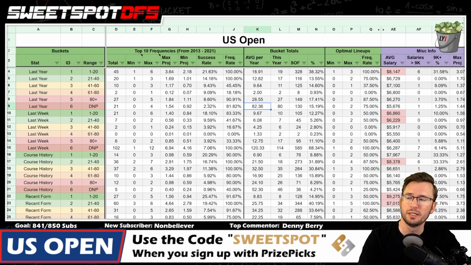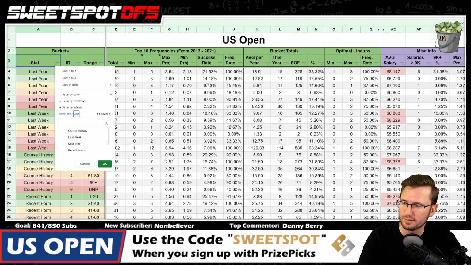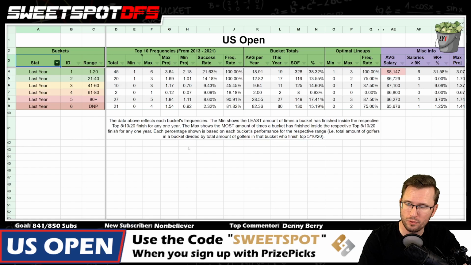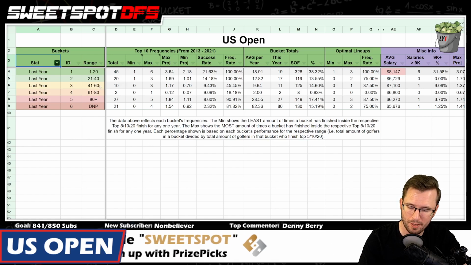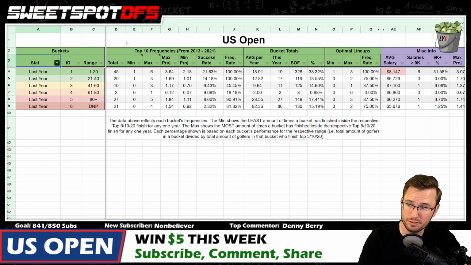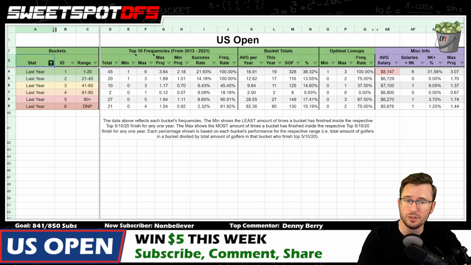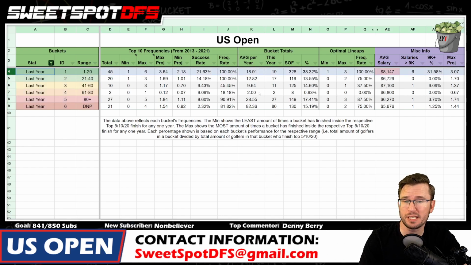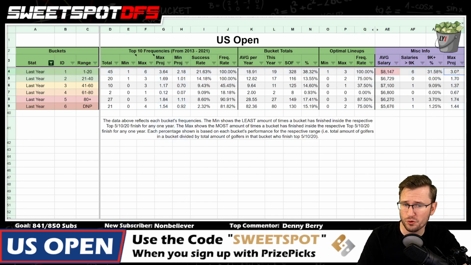So let's just go stat by stat. Like I said, I want to get really narrow with my projections this week and the golfers that I want to target. So the very first stat category to go over are the last year buckets. Let's talk about last year 1. These are golfers who finished inside the top 20 of the US Open last year. The projection that I have is 2.18 to 3.64. Now, I do have more of a conservative projection over here, 3.07.